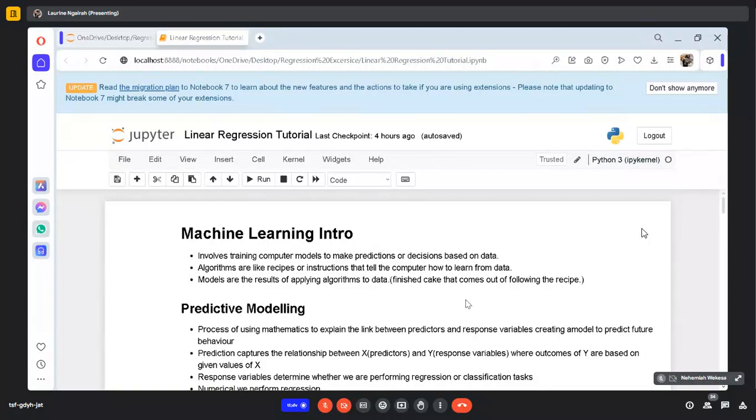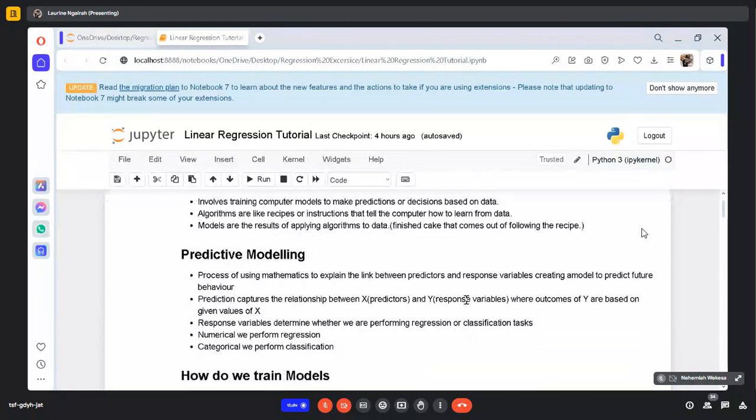So from there, we need to understand what predictive modeling is. Basically, in predictive modeling, we are using mathematics to explain relationships between independent variables and dependent variables. The independent variables are what we are calling the predictors, and the dependent variable is what we are calling the response variable, so that we can create a model that may predict future behaviors over data sets.